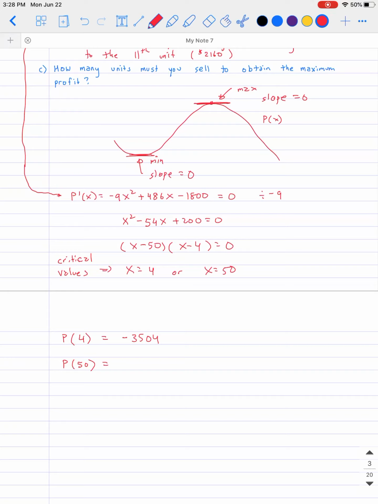Whereas p of 50, if I plug 50 into the equation of p of x, you're going to get 142,500. So I think right there, that's going to be our local maximum. And that's the answer we're looking for, because at 50 units, you're going to make a profit of $142,500. So that right there is going to be our answer.